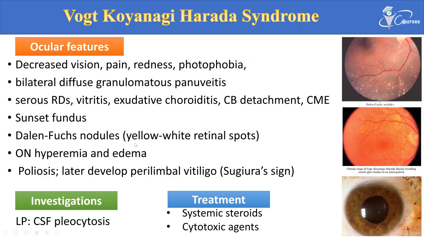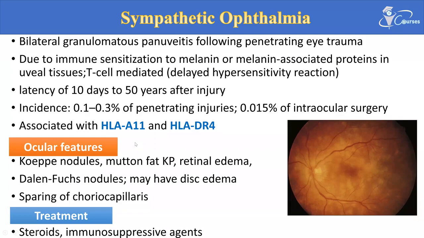Another disease which is very similar to Vogt-Koyanagi-Harada syndrome, and its most important differential diagnosis, but with a history of trauma, is sympathetic ophthalmia. In sympathetic ophthalmia, this is again a bilateral granulomatous panuveitis, but in this case it follows penetrating eye trauma. We call it similar to Vogt-Koyanagi-Harada because it is the same pathology.